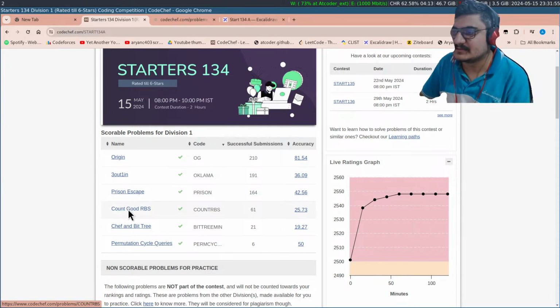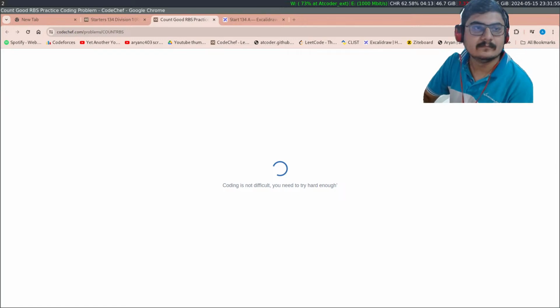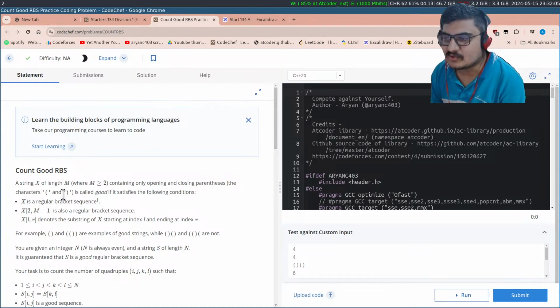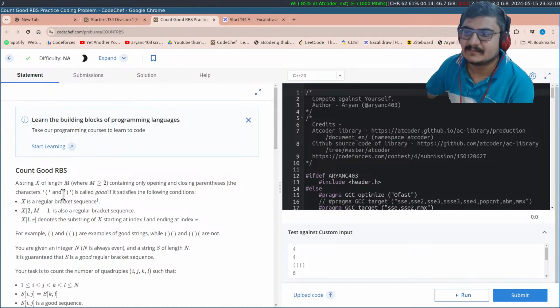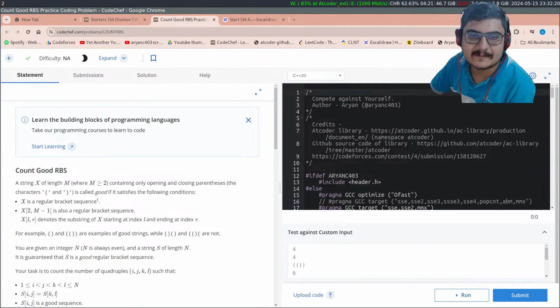So the problem is count good RBS. It says a string of length m, where m is greater than or equal to 2, containing only opening and closing brackets is called good if it satisfies the following relation. X is a regular bracket sequence, and if you remove the first and last element, the remaining part is also a regular bracket sequence, where X[L..R] is known as the substring of X from L to R.